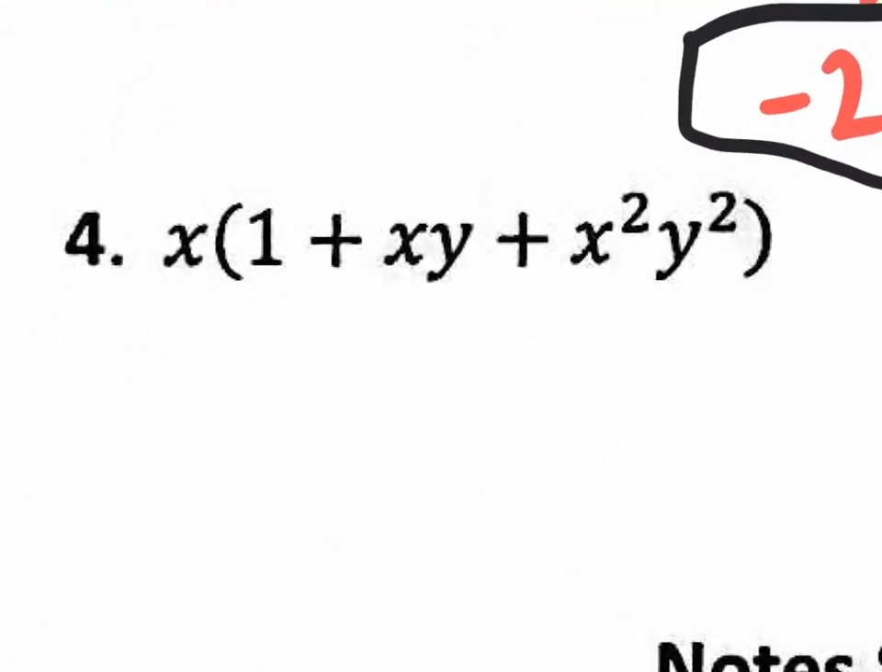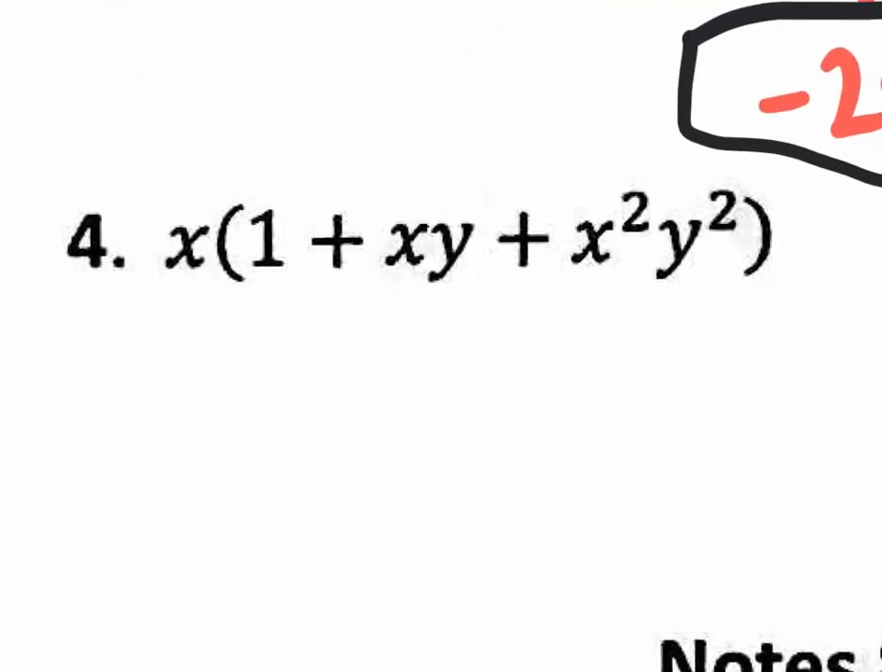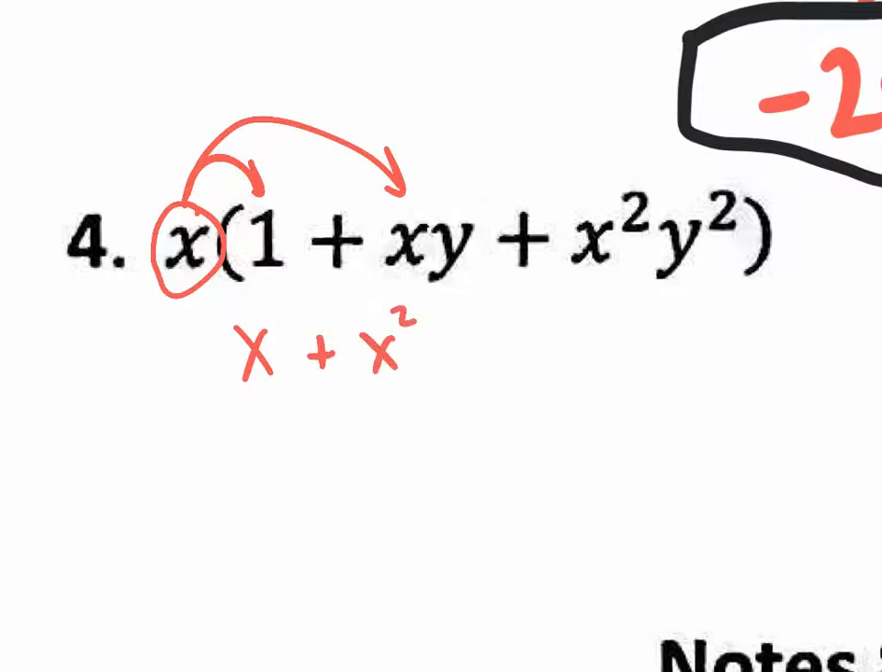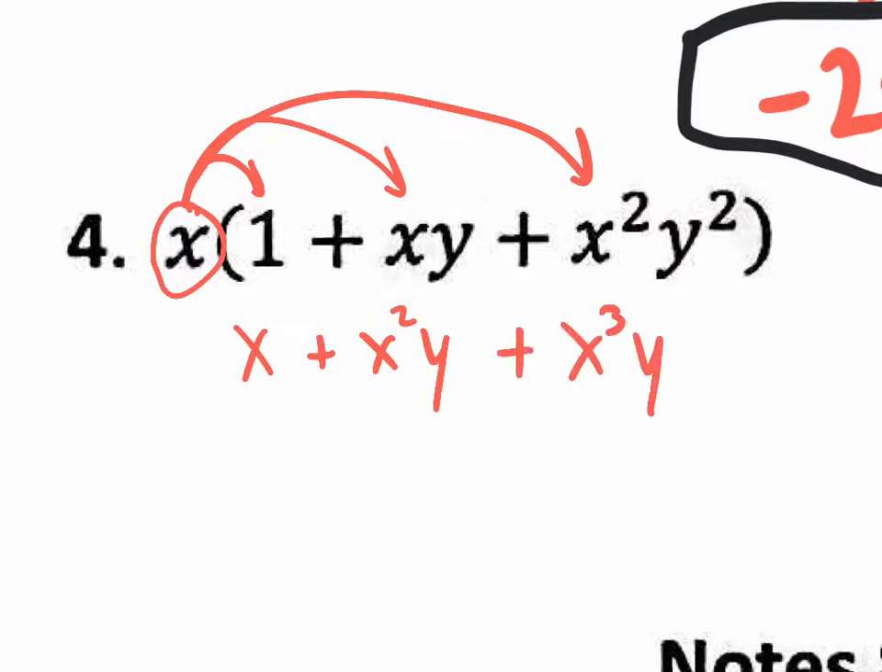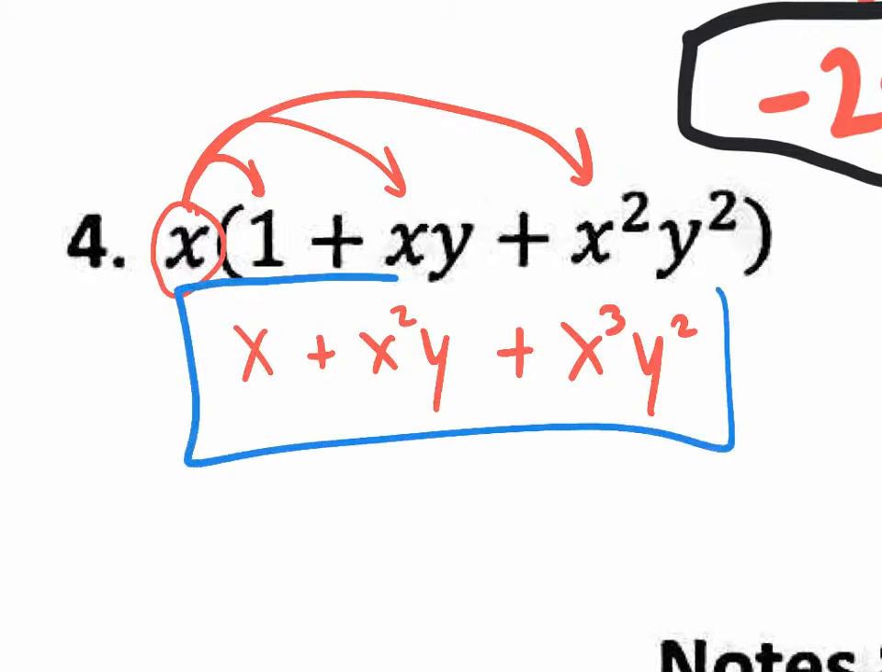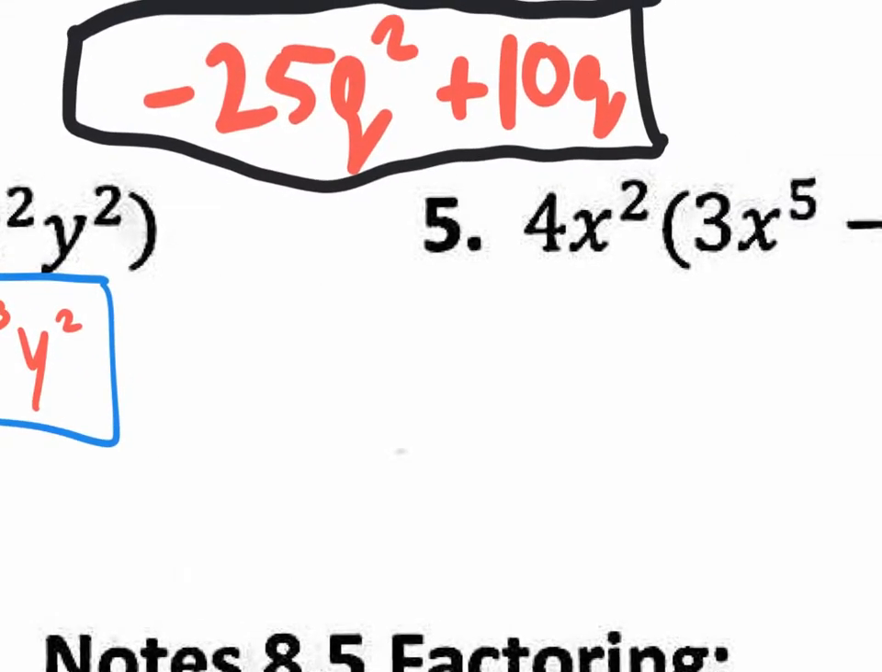Number 4. It's getting a little crazy. Still easy though. We're going to take this x. X times 1, that's x. X times xy, that's going to be x to the second y. X times x squared y squared? X cubed, or x to the third, y squared. Perfect. Too easy. Now, of course, none of those we could combine because there are none that are alike. Let's move on to the last one here.